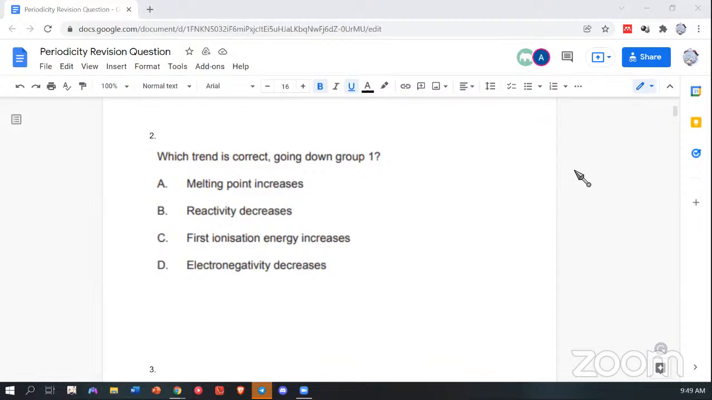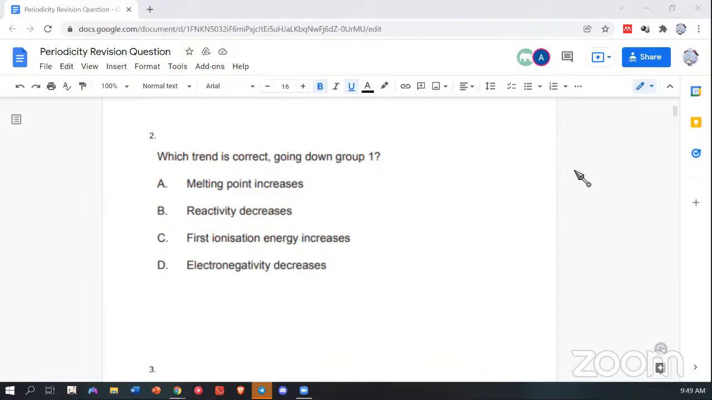And then we see the reactivity. Reactivity decrease? Same explanation as the first one: the further the valence electron is from the nucleus, the lower the energy needed. So the reactivity will of course increase, because it's easier for that atom to react with another atom, as the valence electron is more easily removed because the distance is further. And then first ionization energy increase.